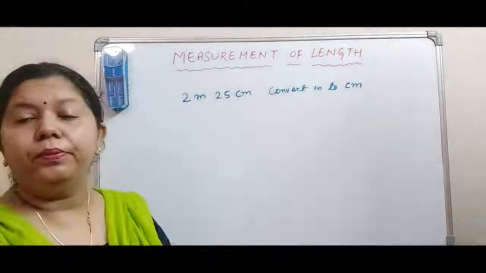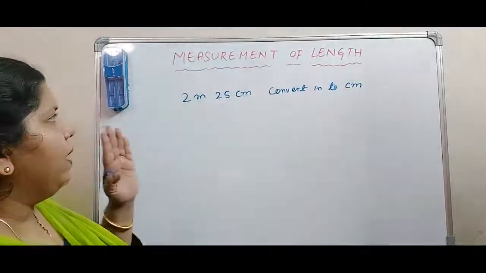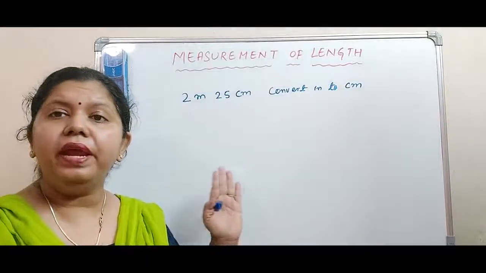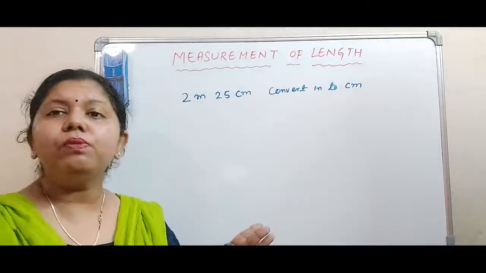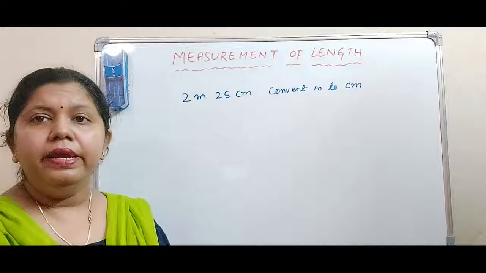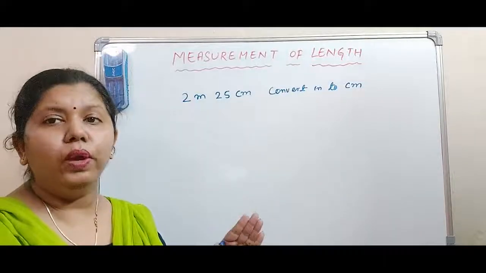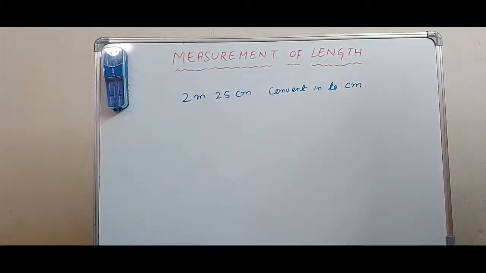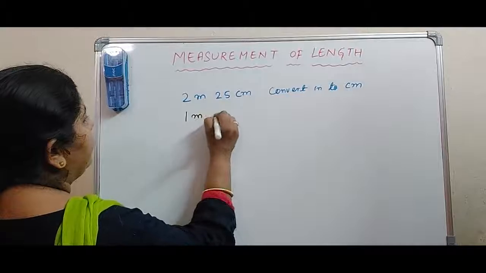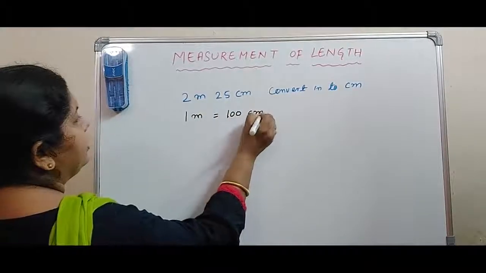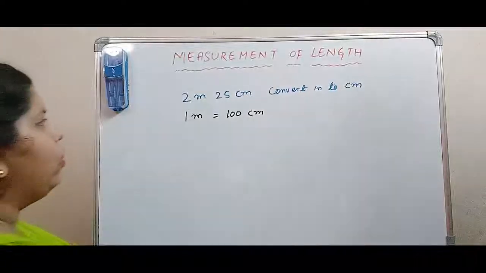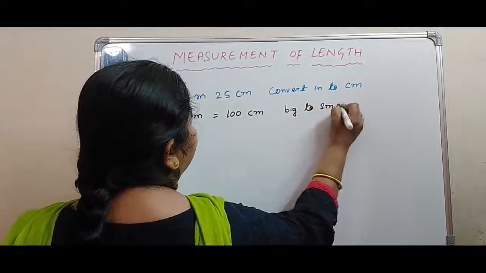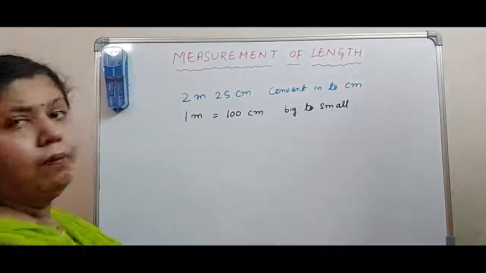Now if you have to convert from meter to centimeter, it is a conversion that is big to small. So in big to small we do multiplication. And we know that 1 meter equal to 100 centimeter. This formula we know, and we also know that it is a big to small conversion. These two things we have to keep in mind.